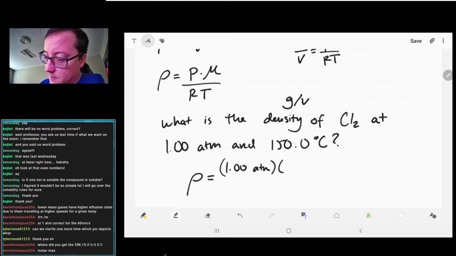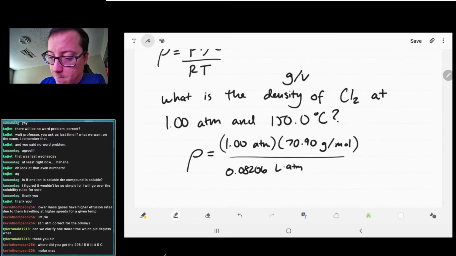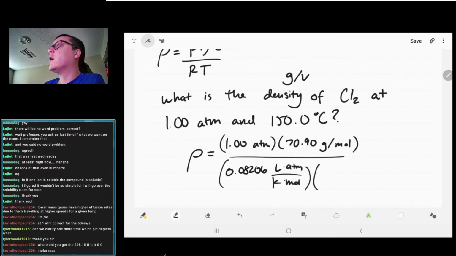So 1 atmosphere, molar mass, temperature, 150 plus 273, 423.